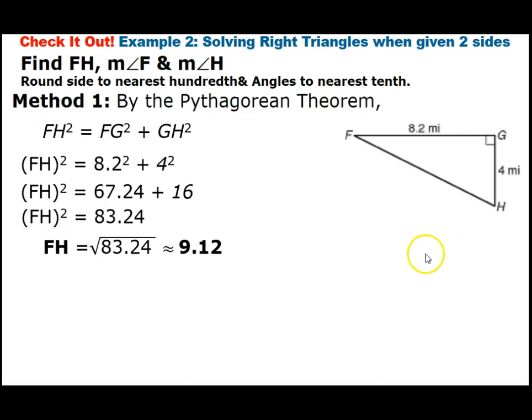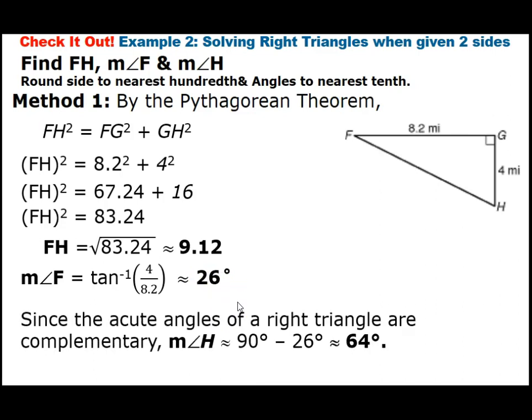Once we have FH, we really could use any ratio to solve for F and H. So we're going to go ahead and solve for F. We're going to do the inverse tangent of the sides that we were originally given. I like to do this because that way if I made an error up here, that error is not going to play into the next part of the problem. So this angle F is 26, so to find angle H, we are going to subtract 26 from 90, and that gets us 64.